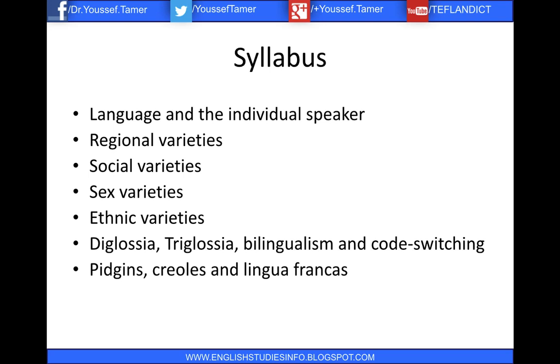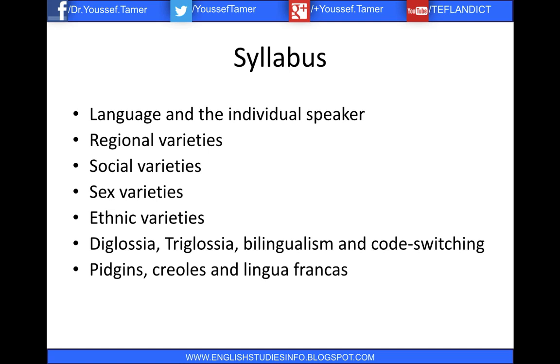A pidgin is a simple variety, which is limited to just business. Simple vocabulary, simple grammar. But then by the time it tends to develop into more vocabulary, more grammar, more fields, more domains where it can be used, and that's a Creole. And then you will have also children learning that language.